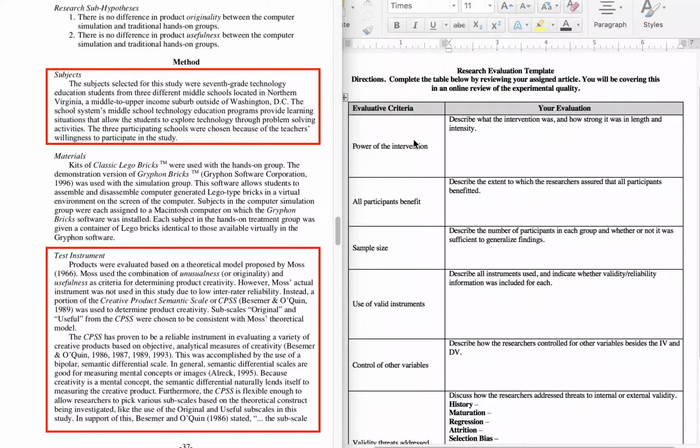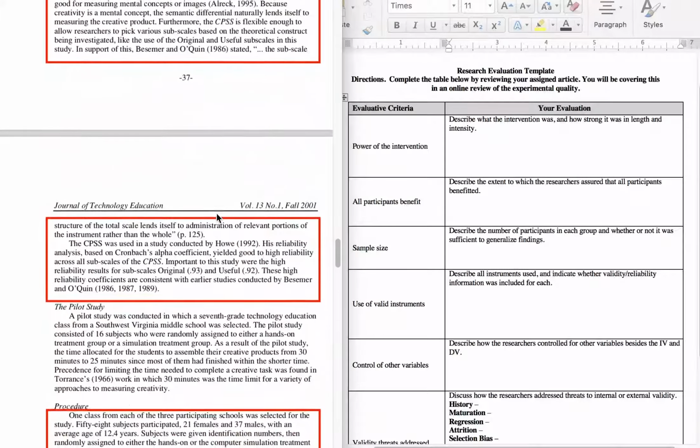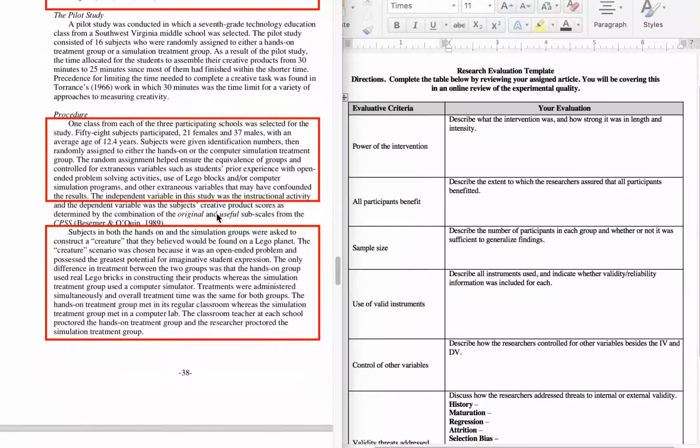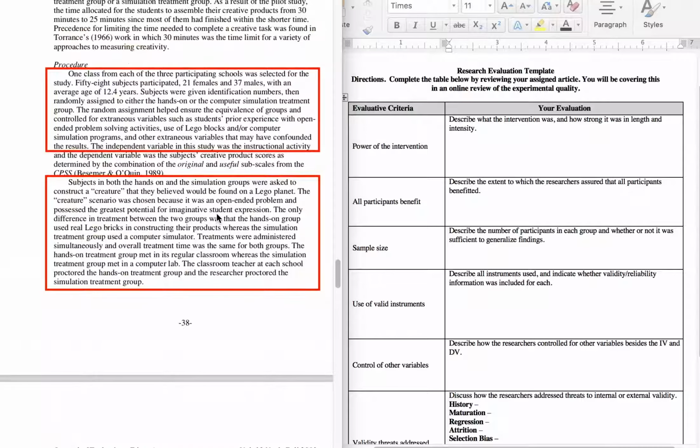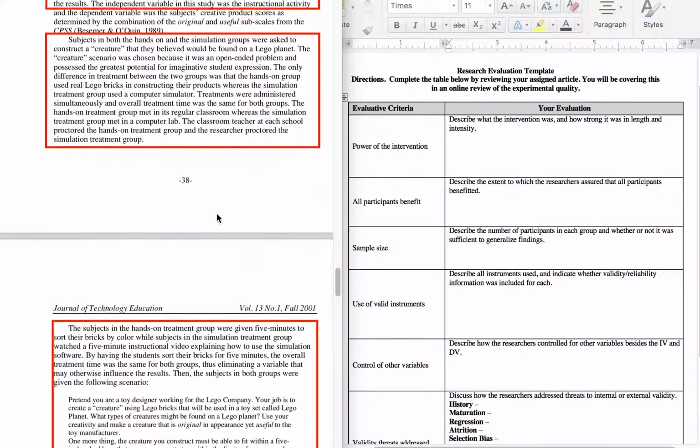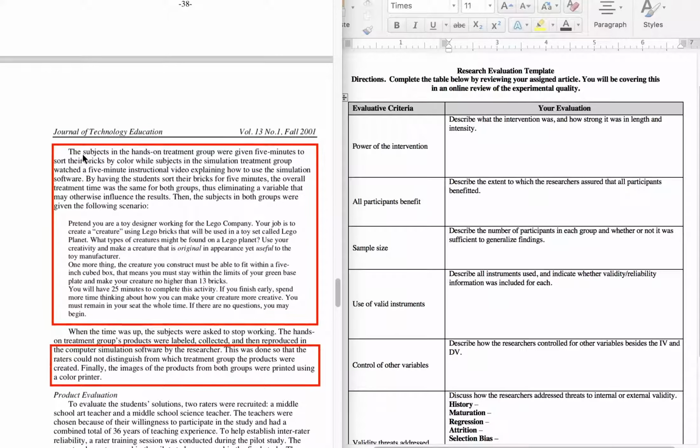So I'm going to look at the intervention here, right? What were they doing? Well, as you recall, they assigned some kids to a hands-on Lego building activity and another to a computer design activity. They had one of the groups who had the Legos sort their bricks for 5 minutes, and during that 5-minute time, the other group was watching a video on how to use the program. And that was a good thing. We'll talk about that later.